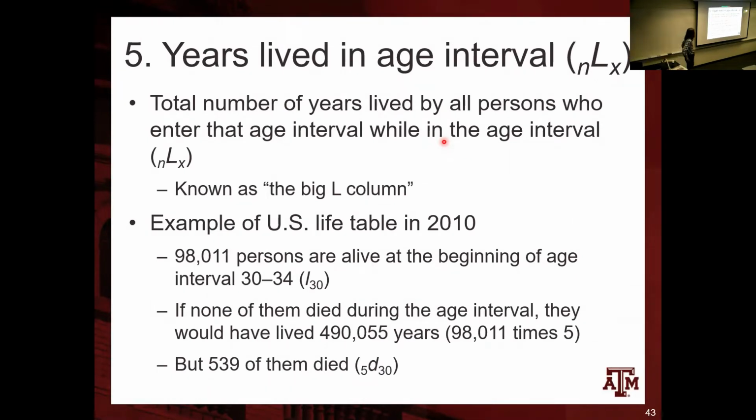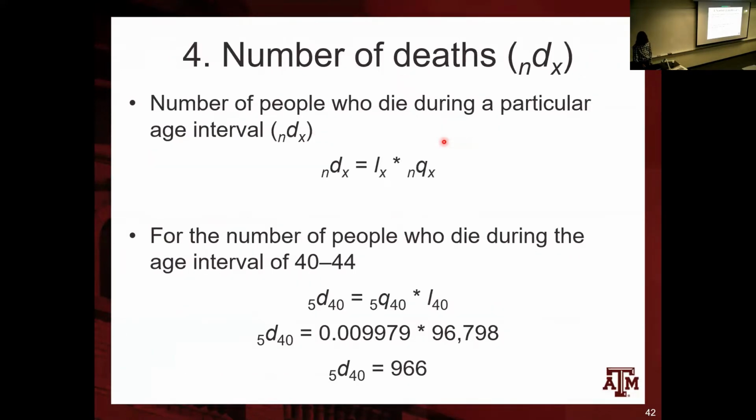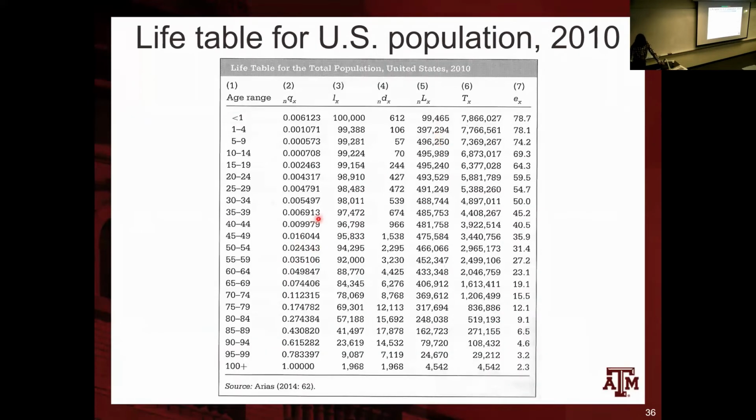So out of the 98,011 people who are alive at the beginning of the age interval, 30 to 34, so 98,011 people survive up to age 30. If none of them die during that age interval, they would have lived a total of 490,055 years. It would be this 98,011 times 5, 490,055. Go back to the table. These people here, if nobody had died and everybody reached age 35, this number times 5 would be 490,055. But some of them died, 539 of them died. So this number is going to be lower than 490,055, right?